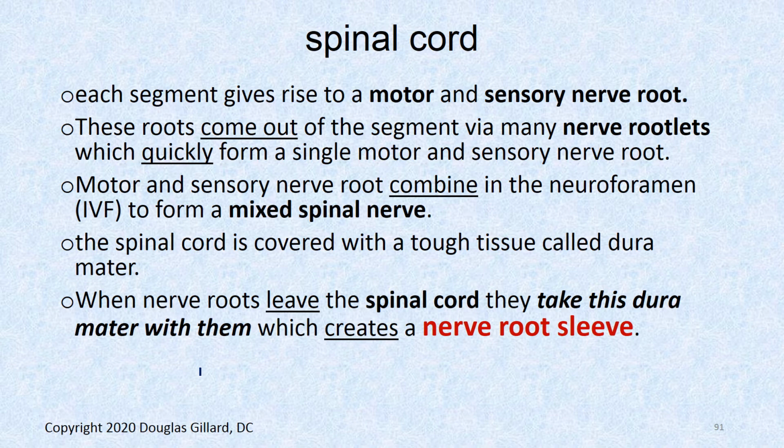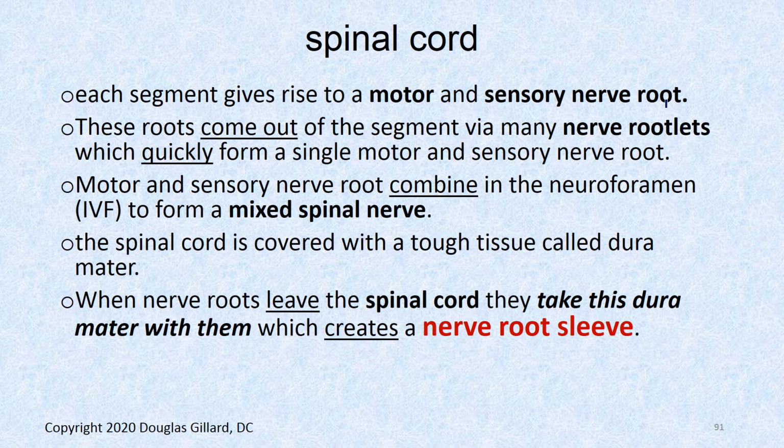Each segment will give rise to a motor and sensory nerve root. A little bit different design than we've seen before. Nerve roots don't just all of a sudden appear. They're made by maybe 5 to 10 little rootlets, and those form into the sensory and motor roots. I'll show you pictures, and you'll understand more about what I'm talking about when we look at the picture.